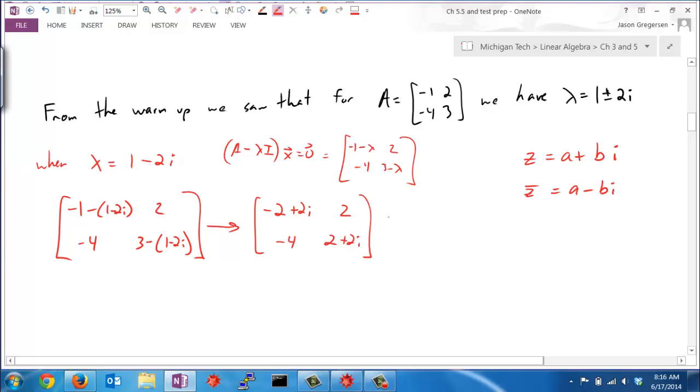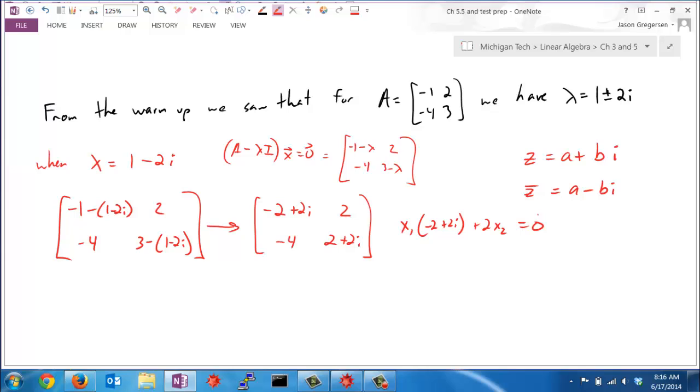But because I know that, because I don't have to do that work, I know it's going to reduce to some row with a 0, 0. I know they're just multiples. All I really have to do is pick a row and work with it now. So I'm just going to grab the first row here. That first row tells me that x1 times negative 2 plus 2i, plus 2 times x2 equals 0. And I'm just going to use this one row to form my solution. I certainly could have picked the second row. It doesn't really matter which row I pick.